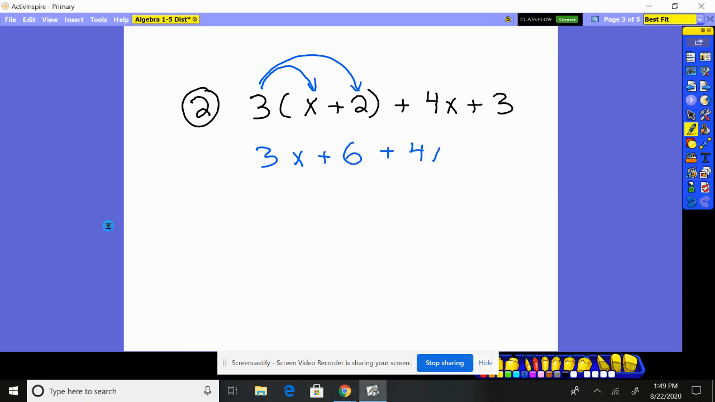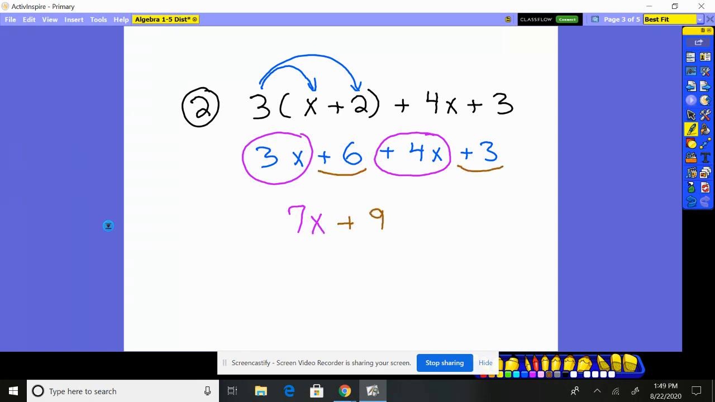Then I have a 4x here and a 3 here. Now, I need to put like terms together. I have a 3x, and just like it is 4x. So 3x and 4x, when I'm adding them, that's 7x's I have. And then we have the number 6 and the number 3. 6 plus 3 is plus 9. So that whole big expression simplifies to 7x plus 9.